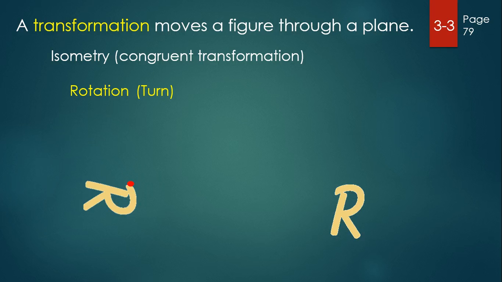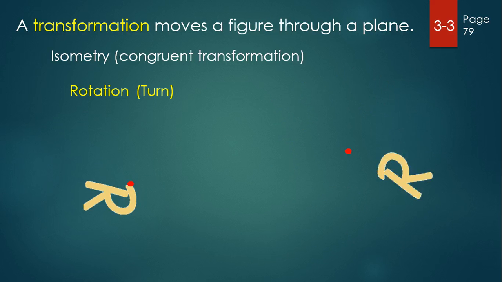The center of rotation also does not have to touch the shape. So in this case, the center of rotation is above the R, and if we rotate it 360 degrees clockwise, we would have something that would look like this.